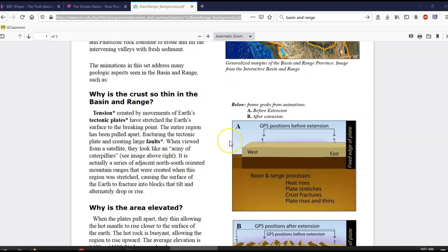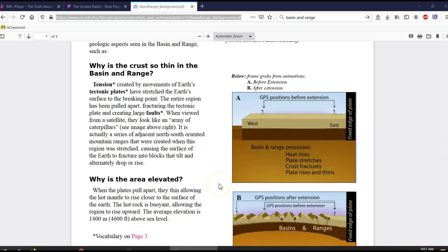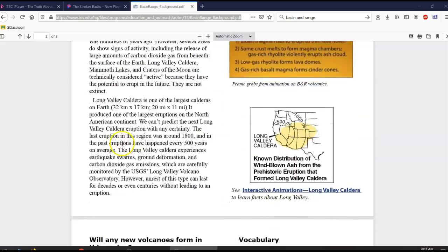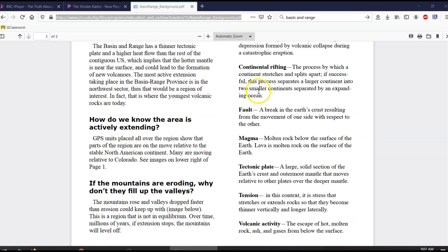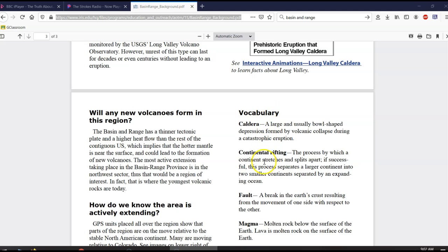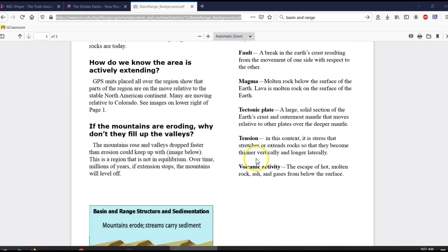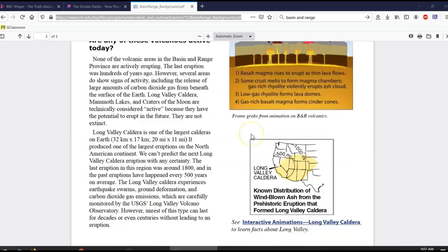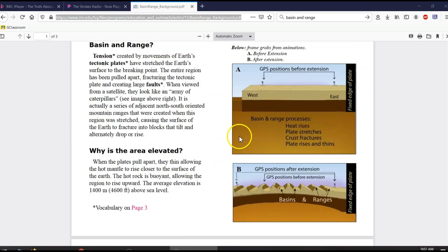Why is the crust so thin in the basin and range? Tension. Here's a note: each one of these words that has a star after it, an asterisk, is in the lovely vocabulary glossary on the last page. So you can find the definitions of what those words mean. So that's why I picked this resource.